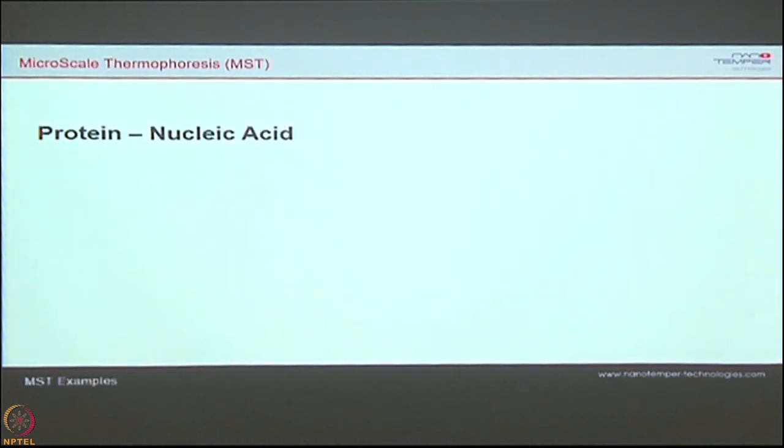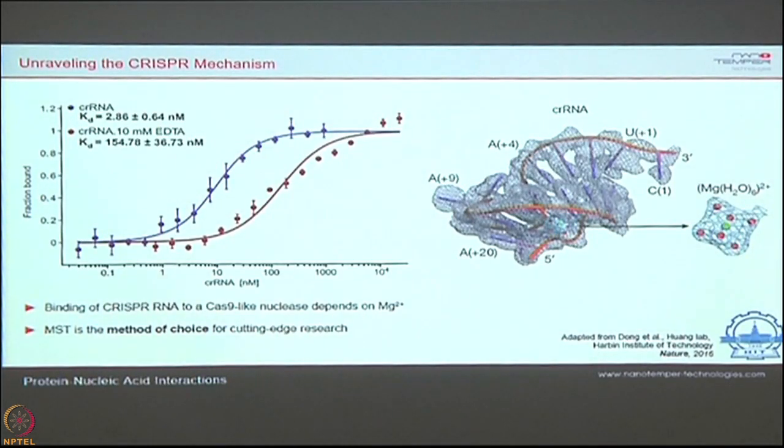Another interaction people are most interested in is protein-nucleic acids. I'm sure you are well aware of the CRISPR-Cas mechanism. Here, the RNA to the nuclease protein has been studied, and this paper hit Nature. In this paper, they quoted that this is the only biophysical technique that was able to determine the binding affinities. So even for cutting-edge technologies, MST has become a very handy tool to determine binding affinity.